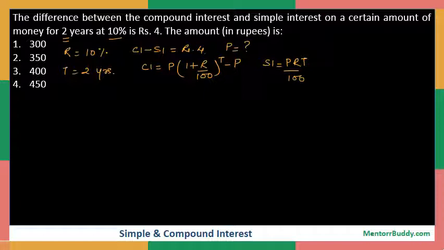So if I put the values in the formula which says compound interest minus simple interest is equal to rupees 4, I put P multiplied by 1 plus rate of interest 10% divided by 100 to the power 2 minus P, minus simple interest, which is equal to P multiplied by rate of interest 10 multiplied by time, which is 2, divided by 100, is equal to rupees 4. Now as you can see, the only variable in the complete formula is P. Therefore, by solving this equation, we will be able to get the value of P.